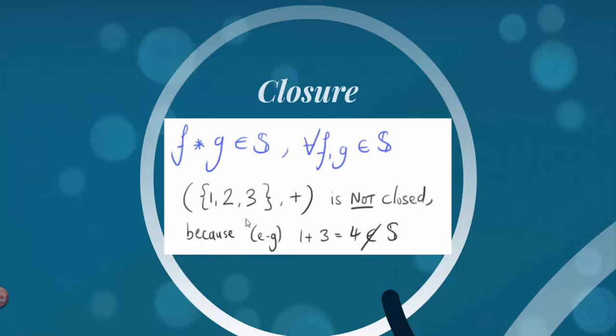An example of a set which is not closed under scalar addition is the set consisting of the numbers 1, 2, and 3, because we can add two operands from this set to get a number which is not from the set.